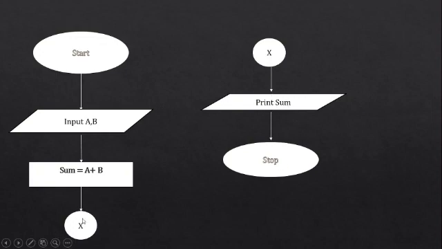This is the use of connector. This is the way we use the connector. If my page is over, on the left side or right side, when we reach here our page is over, so I want to draw the rest of the flowchart on the next page. So I put a connector here, and on the next page I start by using that connector. Okay, clear?